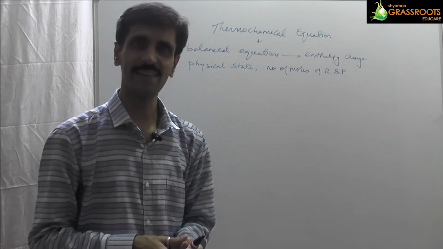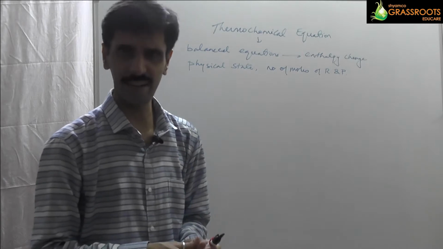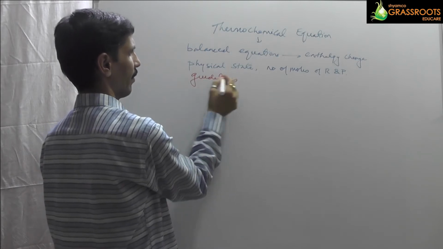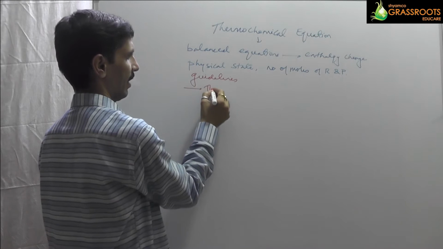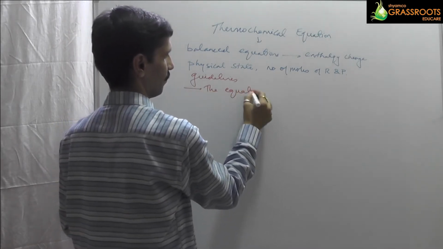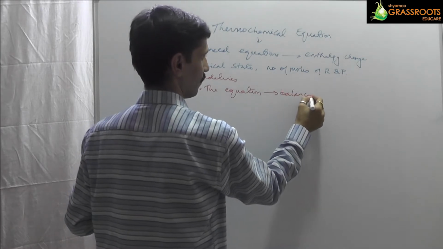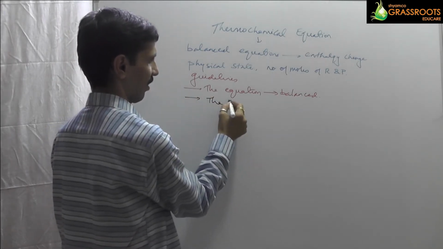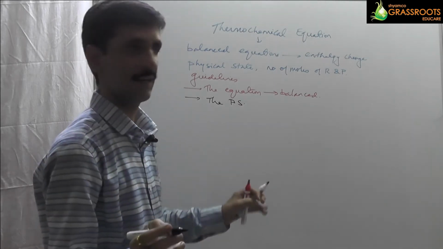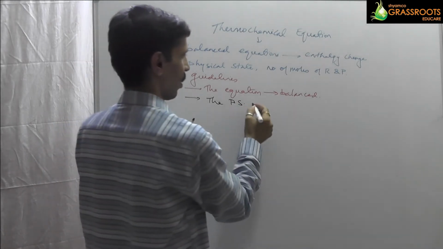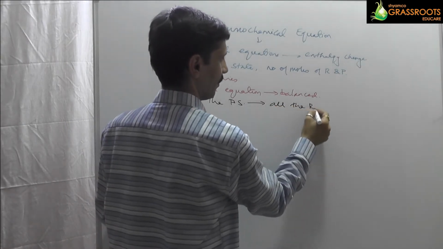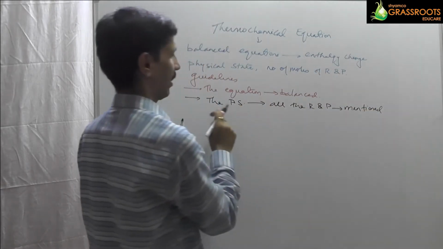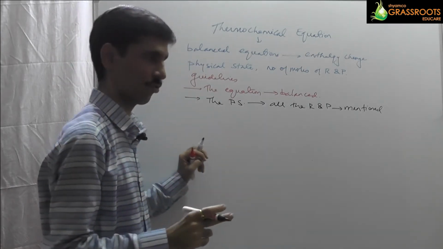Now, there are some guidelines as far as thermochemical equations are concerned. So let us go through those guidelines. Number one, as I said, the equation has to be balanced. Number two is the PS. Now I guess you know it very well, smart students. PS means, yes, the physical state of all the reactants and the products needs to be mentioned.